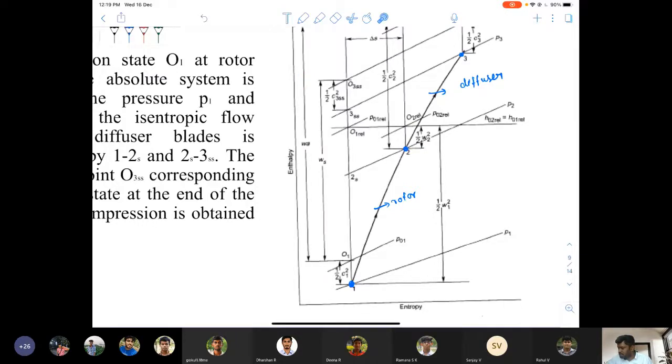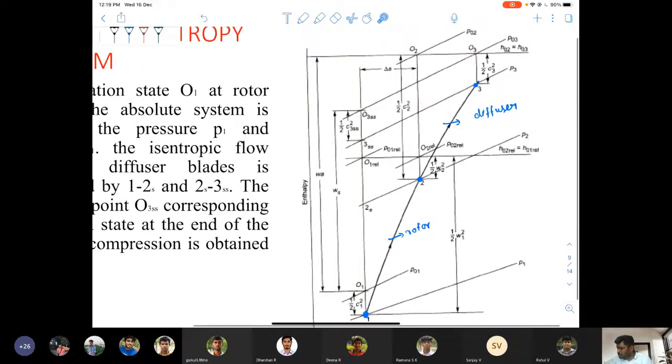Okay, that is from 1 to 3, this work is nothing but the actual work, and from this point to this point is considered to be the isentropic work. That is, the isentropic work will be somewhat from here to here. Okay, this is what this diagram denotes.